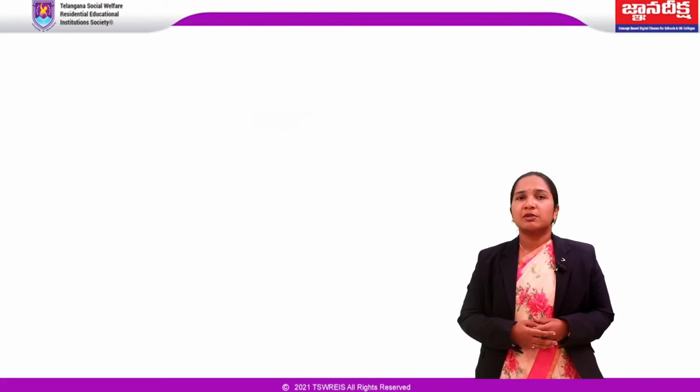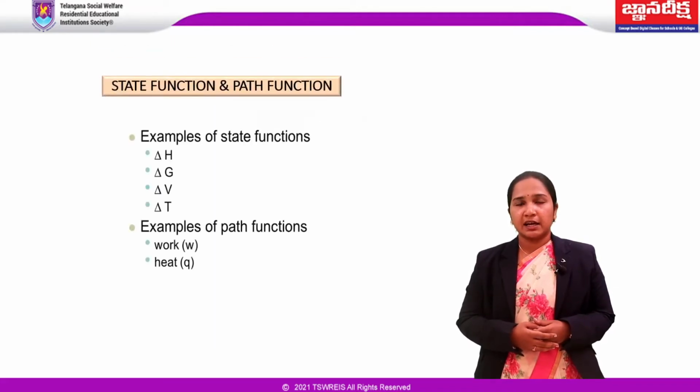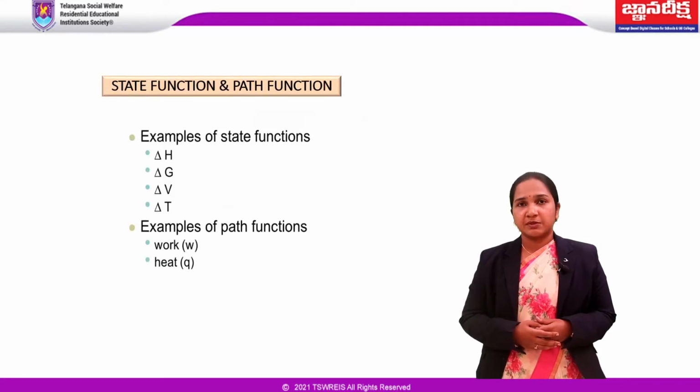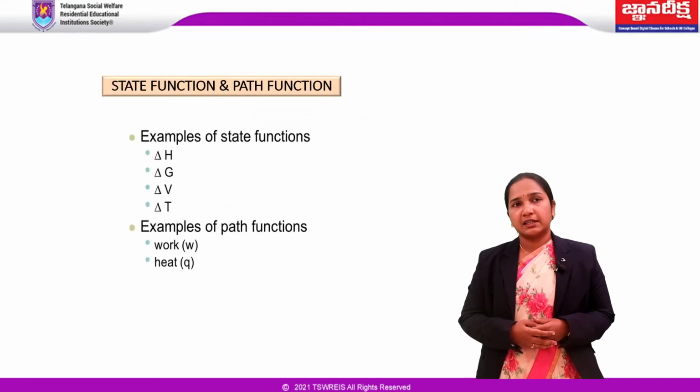So some of the examples of state functions are delta H, change in enthalpy, delta G, change in Gibbs free energy, delta V, change in volume, and delta T, change in temperature. And examples of path functions are work and heat.